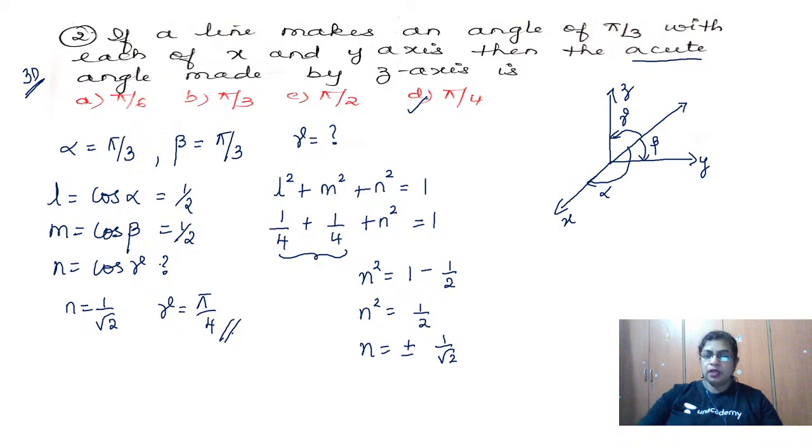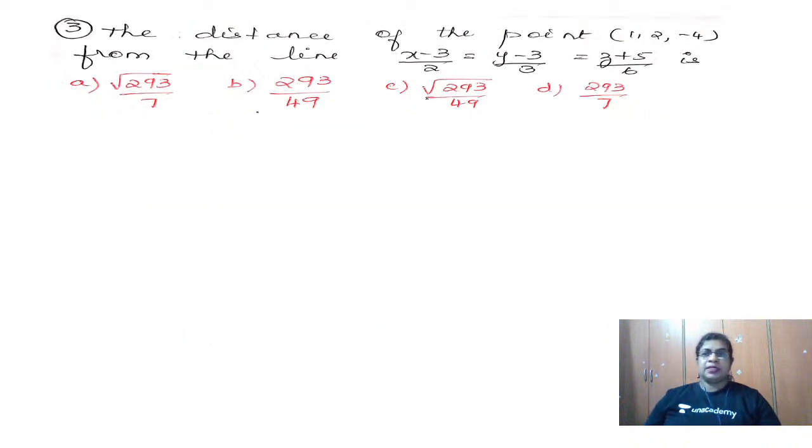Now coming to the third question of today. Now, this is an important question. Let me explain to you. Once again, this question is from chapter 3D. So now, what is given? First, understand the question. The distance of the point (1, 2, -4) from the line (x - 3)/2 = (y - 3)/3 = (z + 5)/6.